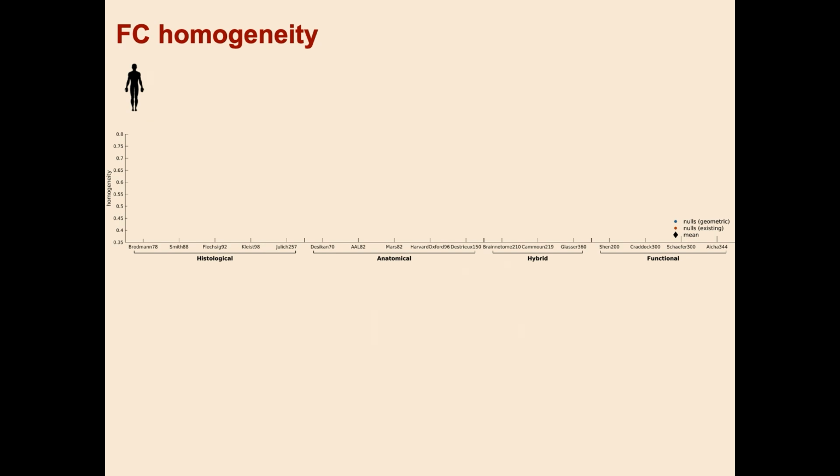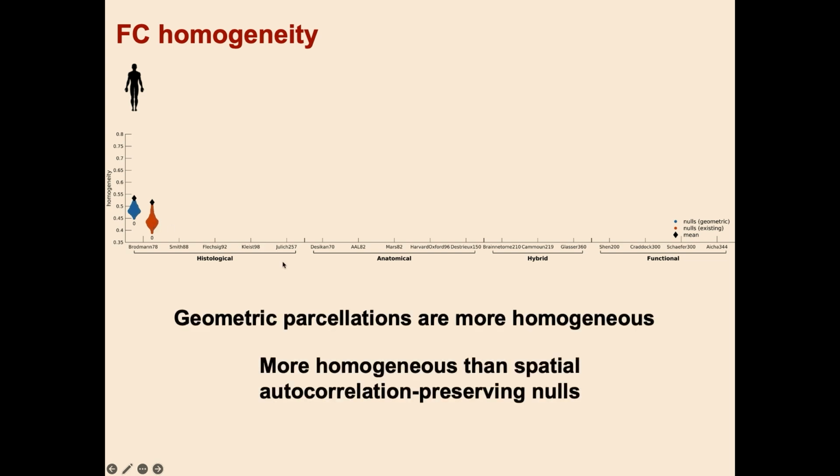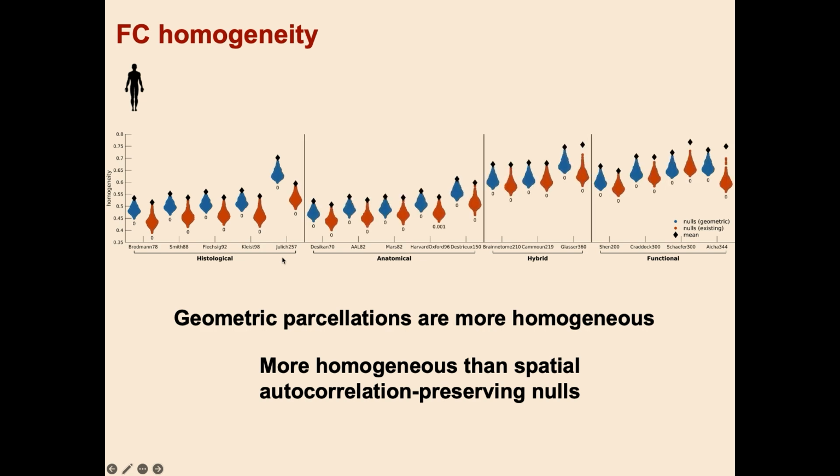So what did we find? For functional connectivity homogeneity, we're seeing that the geometric parcellations are actually more homogeneous than their counterpart, say here, the red one. And we see the same consistent effect across the different parcellations.